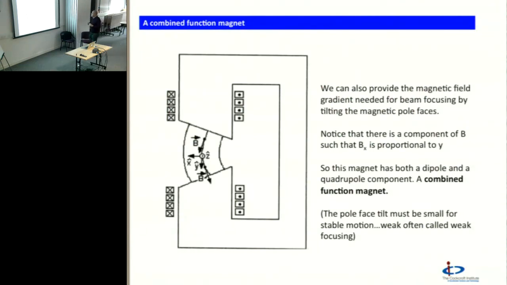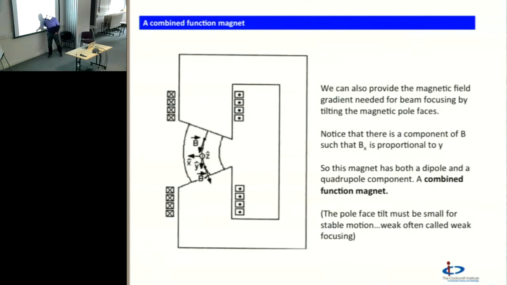What we're going to show is that for stable motion, we need to provide not only bending fields, but also focusing fields, the quadrupoles, the gradient we need for stability. We do that in this course mostly by having separated function quadrupoles. But before they were invented, people created the gradient you need for stable motion not by having explicit separate quadrupoles, but by tilting the poles of a dipole like this.